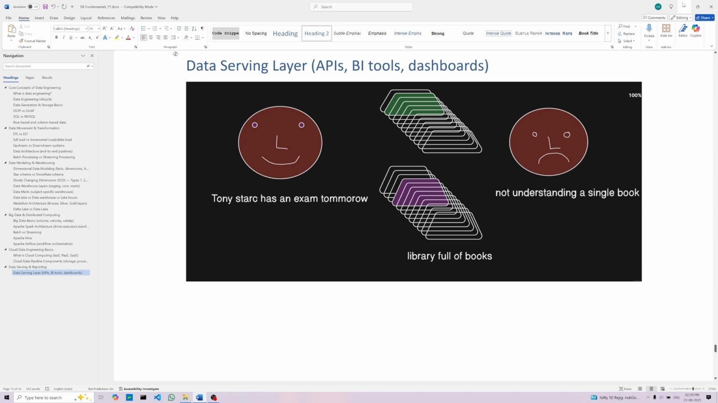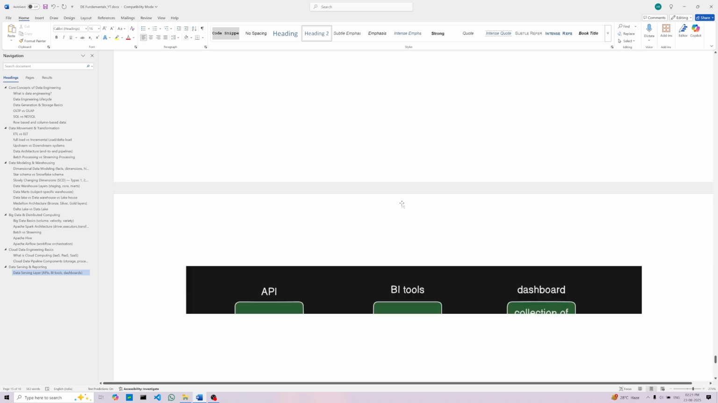Now this last question is data serving layer. So let's read one comic book story. We all know Iron Man, Tony Stark. Tony Stark has an exam tomorrow. He has not studied a whole year. He will only study one day. So he went to a library full of books, but he is not understanding a single book because data is very messy. He was not able to read. Now, what will he do? What is the solution? These are the solutions.